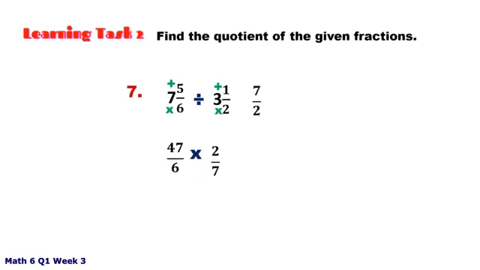Using cancellation, for 6 and 2, divide by 2. 2 divided by 2 equals 1. 6 divided by 2 equals 3. Then, 47 times 1 equals 47. And 3 times 7 equals 21. Change to mixed number. That is 2 and 5 over 21.